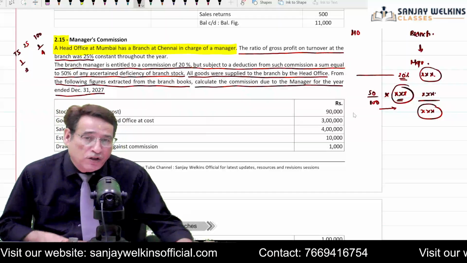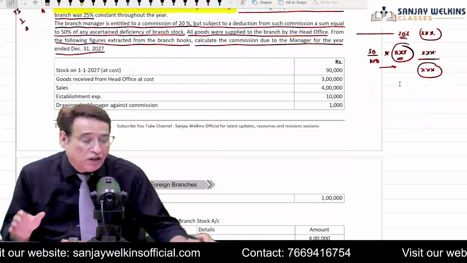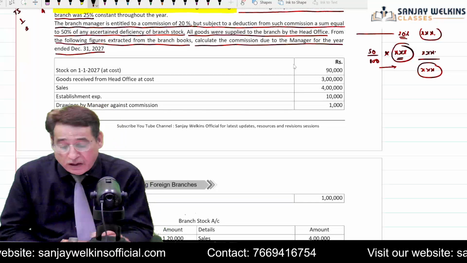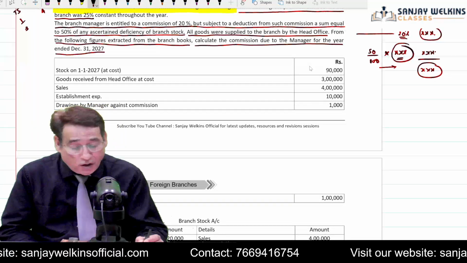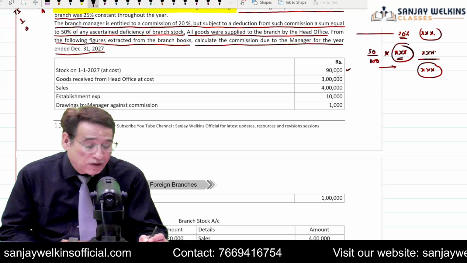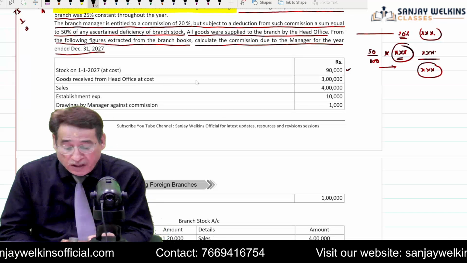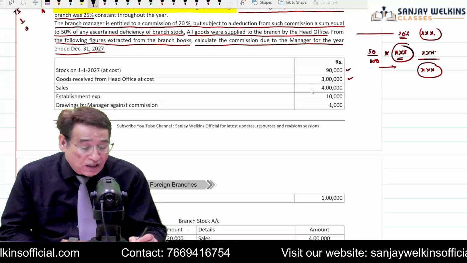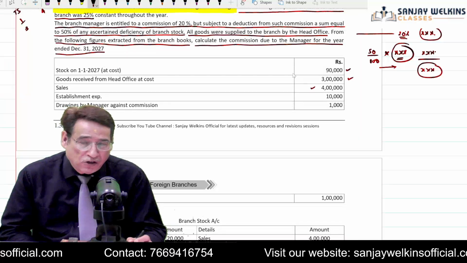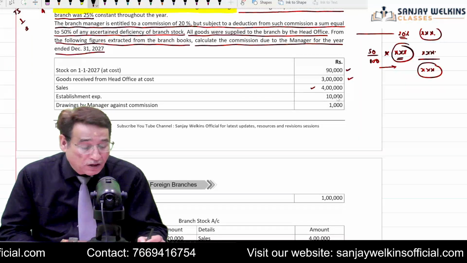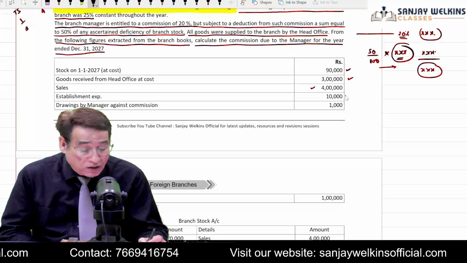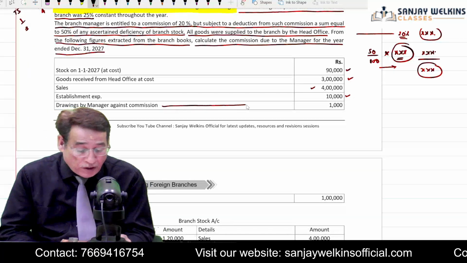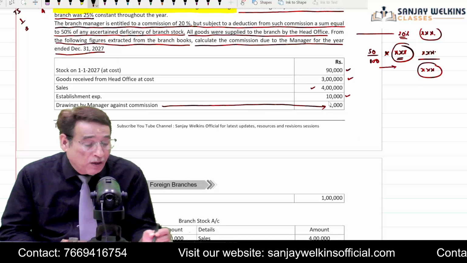Now, in this question, we are supposed to compute only the total amount of commission which is due to him. Further, it is written in the question, stock at cost. Now, this item is at cost. Goods received from head office, this is also given at cost. Then we are being given sales. Of course, these sales are cash sales because opening and closing debtors are not there. Then there are some establishment expenses. And another important point is drawings by manager against commission.